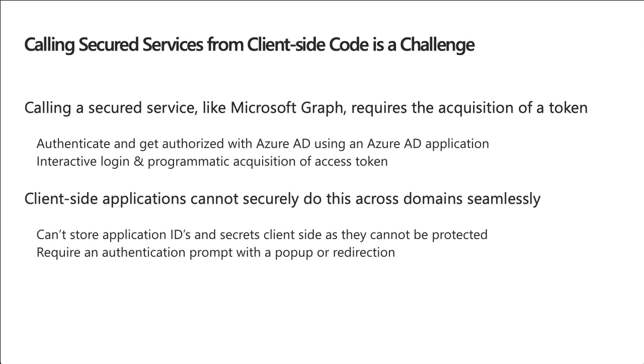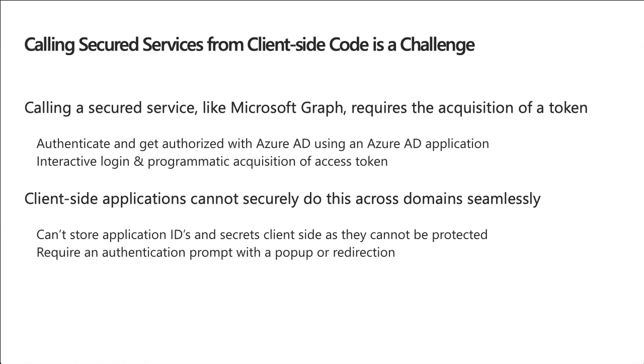Now, let's take a step back here and understand a little bit about some of the challenges we run into with the SharePoint Framework. And I guess they're not really challenges, they're more or less just aspects of how client-side development works. When you call a secured service like the Microsoft Graph, it requires the acquisition of a token. You're going to authenticate and get authorized with Azure AD using an Azure AD application. And that's going to involve typically an interactive login and a programmatic acquisition of an access token.